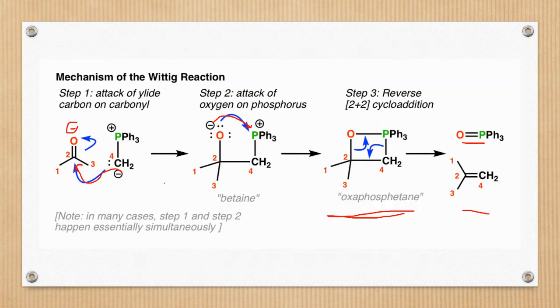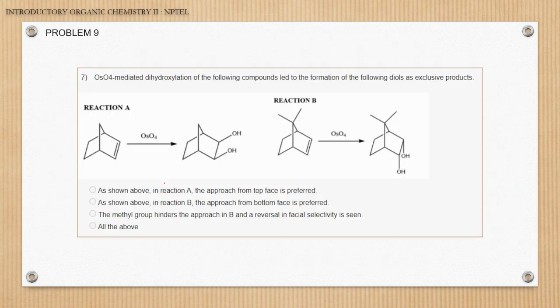Okay, so if it is fine, then coming to problem number 9. In problem number 9, they are asking you about osmium tetroxide mediated dihydroxylation of the following compounds, which led to the formation of the following diols as exclusive products. So basically, reaction A is giving you this diol, reaction B is giving you this diol. You have to choose the correct option.